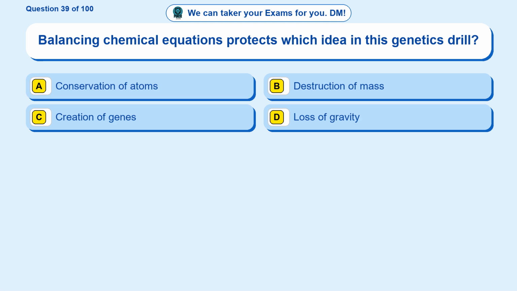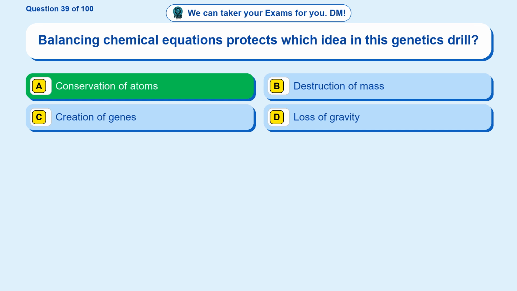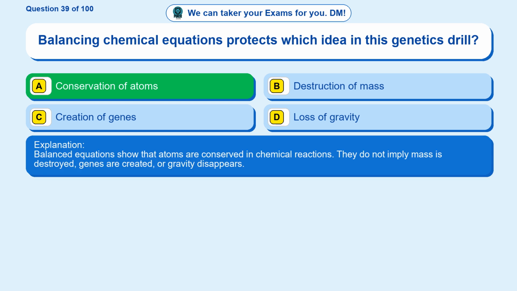Question 39. Balancing chemical equations protects which idea in this genetics drill? Option A, conservation of atoms. Option B, destruction of mass. Option C, creation of genes. Option D, loss of gravity. The correct answer is option A. Conservation of atoms. Balanced equations show that atoms are conserved in chemical reactions. They do not imply mass is destroyed, genes are created, or gravity disappears.